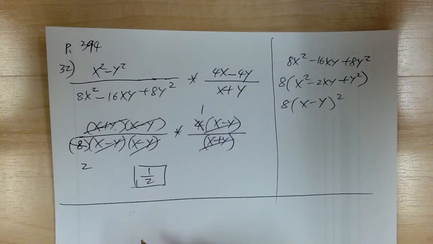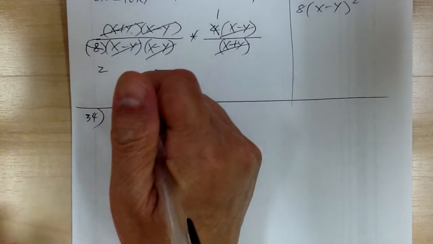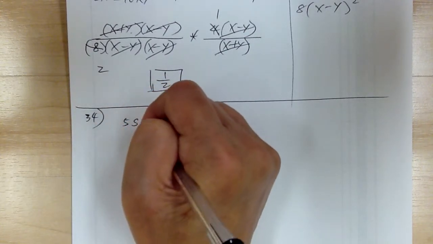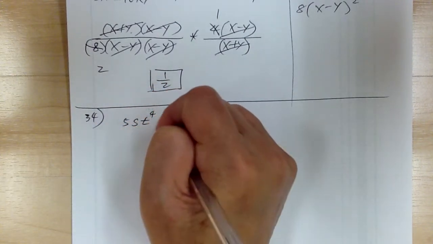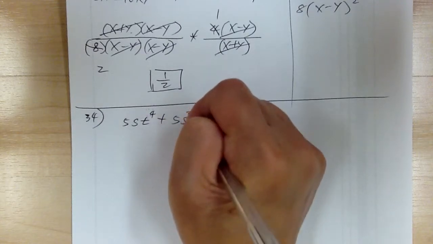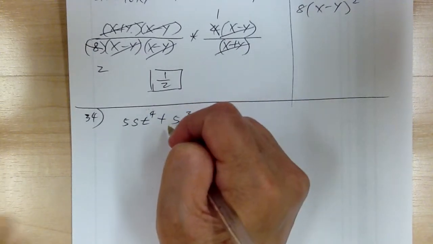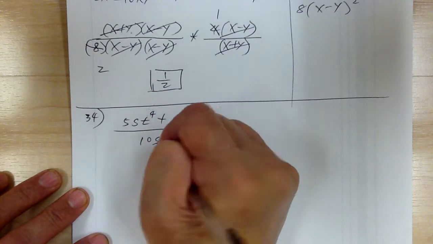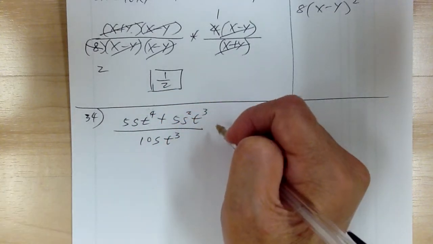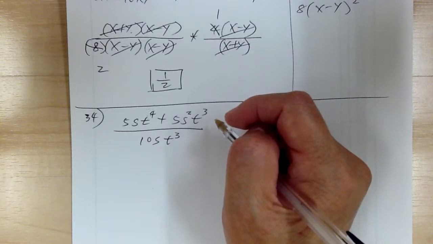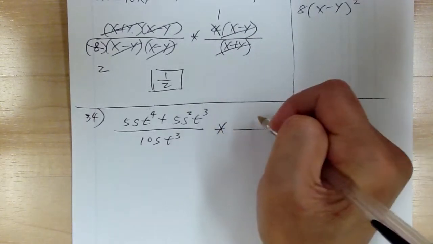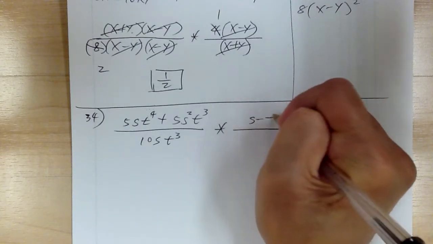Okay, let's go to number 34. You have 5st to the 4 plus 5s squared t to the 3 over 10st to the 3. Again, this is a division, so I'm going to make it into multiplication and flip this one upside down.